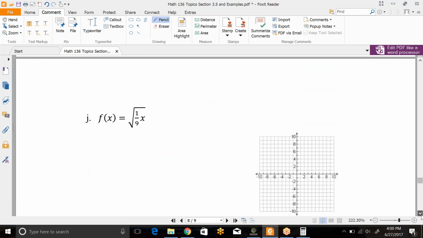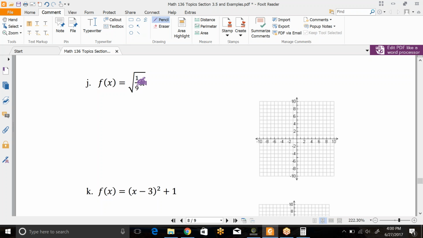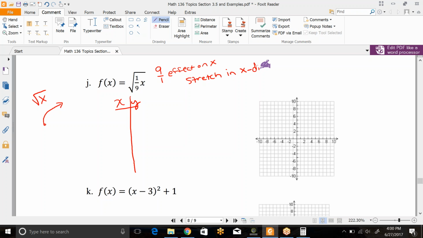And then our last one of that type, I'm going to do this one by a table. This is going to be square root of x, so you do need to know your general shape. And then we're going to do a table of values for this one. Notice this is also inside, and it looks like it's supposed to be a compression because it's a 1/9, but remember we're going to end up doing a 9/1 effect on x. So it's actually going to stretch if you were doing a transformation in the x direction.